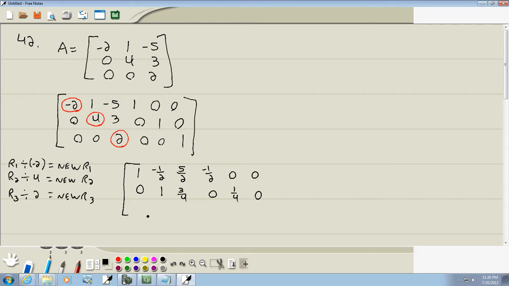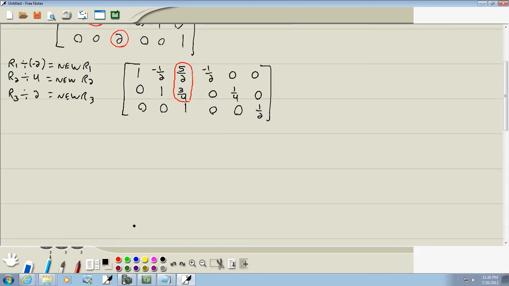Last row, I'm going to divide everything here by 2. 0 divided by 2 is 0. 0 divided by 2 is 0. 2 divided by 2 is 1. 0 divided by 2 is 0. 0 divided by 2 is 0. 1 divided by 2 is 1/2. Okay. Now, what we want to do is work with these two, and figure out how to get zeros there.